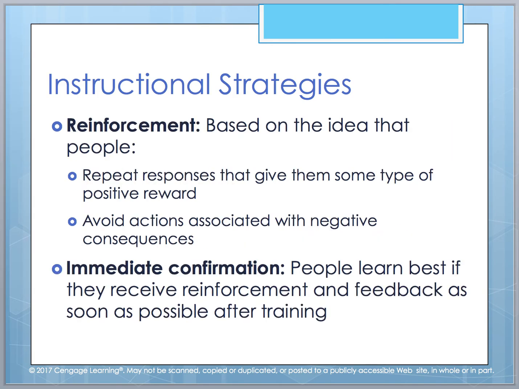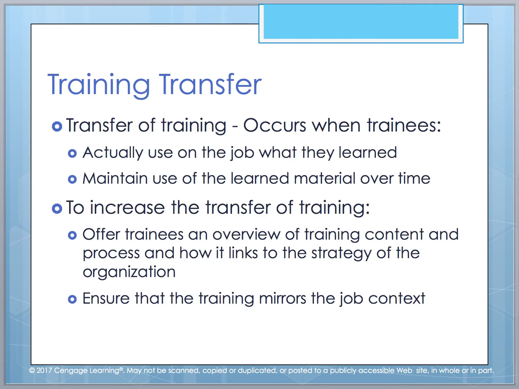Reinforcement is based on repeating responses that give someone a type of positive reward, while avoiding actions that are associated with negative consequences. Immediate confirmation is when people learn best if they receive reinforcement and feedback as soon as possible after training, not something that's delayed weeks or months, because at that point there's no recall as to what was done right or wrong.